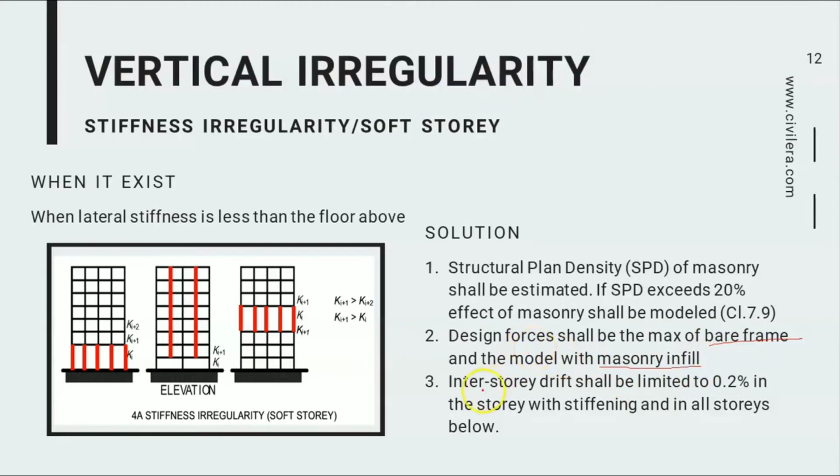The story drift, that is the drift difference between floors, shall be limited to 0.2% in the story with stiff and in all stories below. It's like the stiffness cannot be so different that it produces a lot of drift variation between adjacent floors. We have to ensure the drift. Drift means deflection difference between adjacent floors.